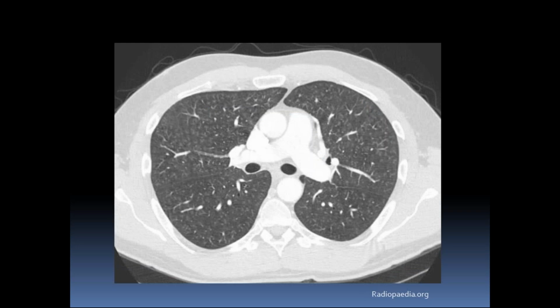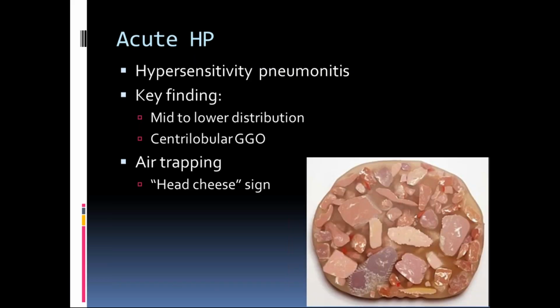But what do you see? You see the same thing we just talked about. You see the centrilobular ground glass nodules, the tiny little nodules, nothing else. There's no architectural distortion, there's no adenopathy, no honeycombing, no bronchiectasis, nothing. So this is a location and history. All right, so this is acute hypersensitivity pneumonitis.